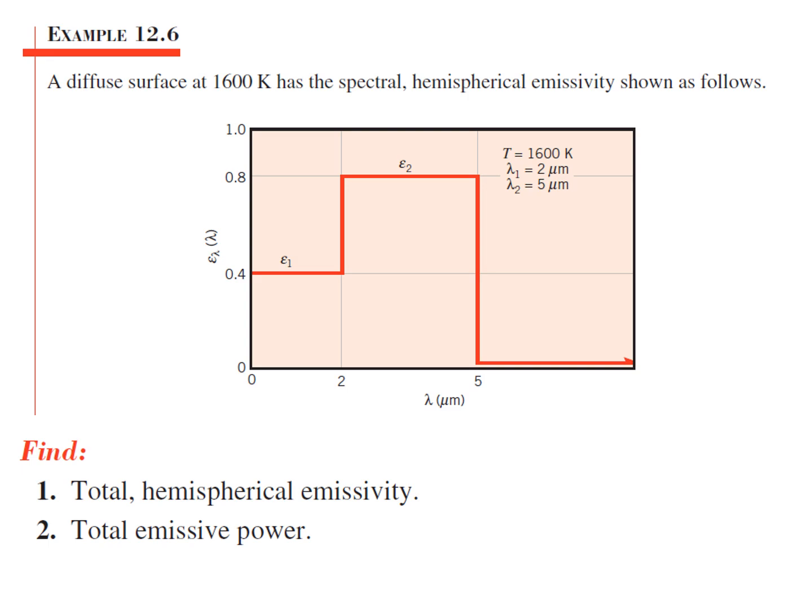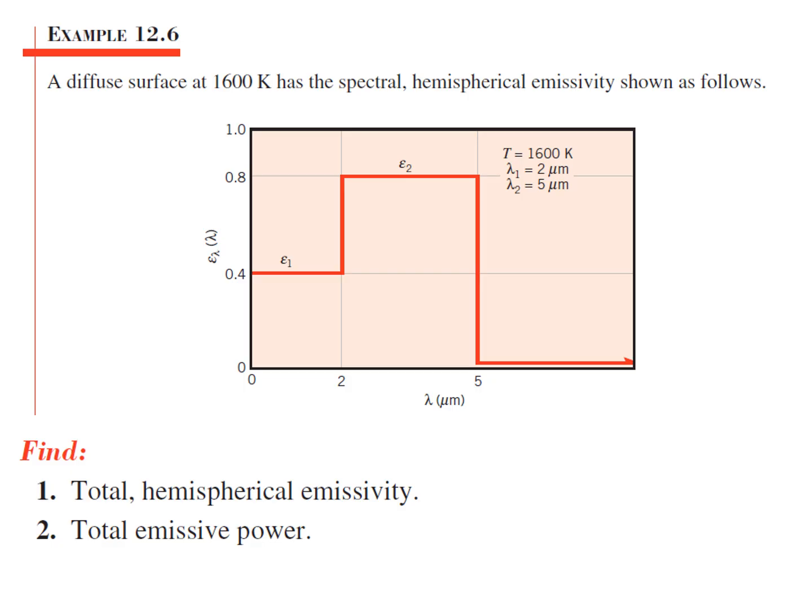In this example, a diffuse surface at 1600 kelvins is suggested to have the spectral hemispherical emissivity shown as follows. Spectral hemispherical emissivity would be emissivity as a function of the wavelength, because we're including the word spectral here. So here you can see that your emissivity as a function of lambda is given to you. You have emissivity 1, emissivity 2, and then from lambda after 5 micrometers, your emissivity is actually 0.